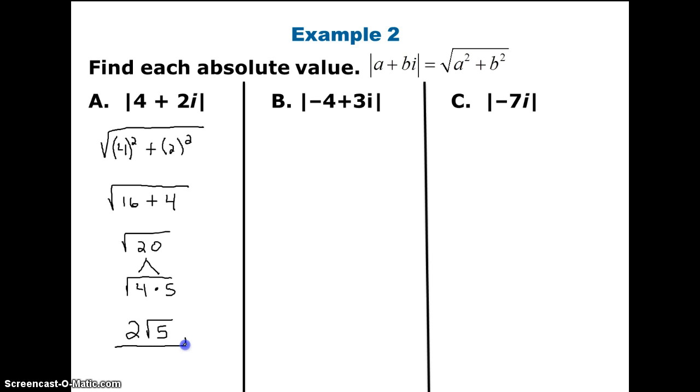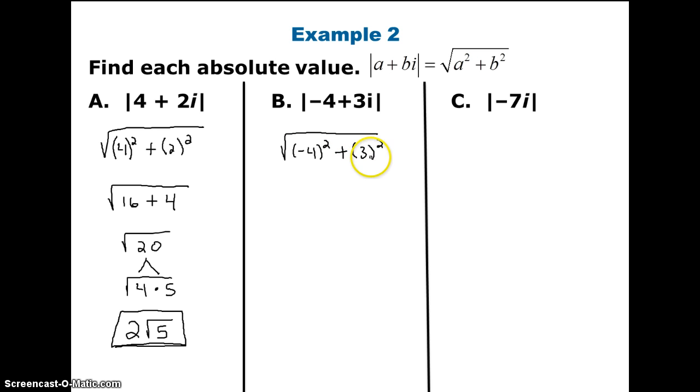This is what we call the exact value of the absolute value, because it's not a decimal. Sometimes with decimals you have to round off, but that's not exact. This is the exact. For the next one, same thing. You're going to take the real number and imaginary number, and you're going to square them. So here's the square root. Here's the real number. You square it, plus imaginary number.